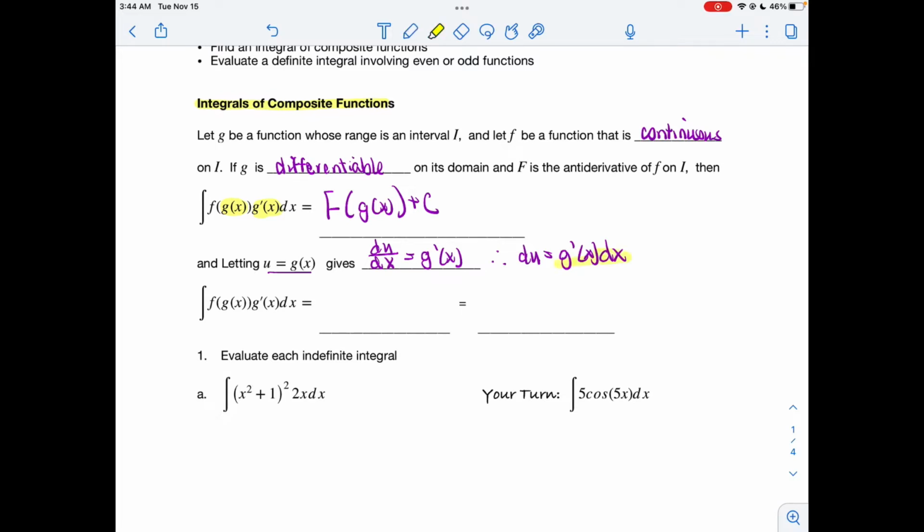And so you go back to your original equation, replace the g prime of x dx with du, and replace the g of x with u. We can rewrite this integral as the integral of f of u du. And so therefore, all I have to do is find the antiderivative of f of u.